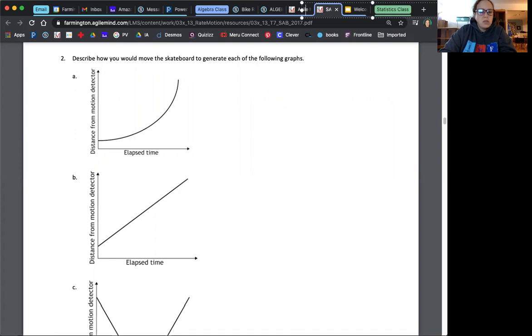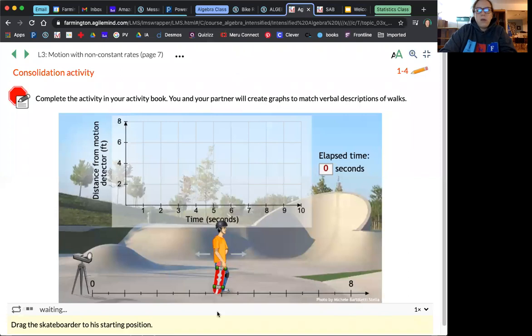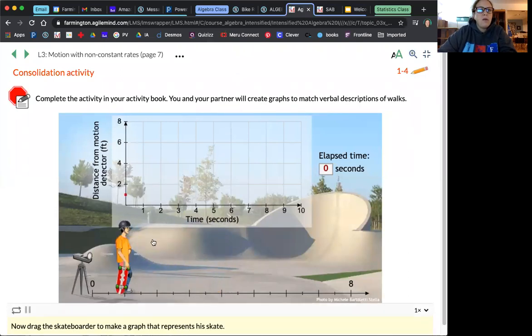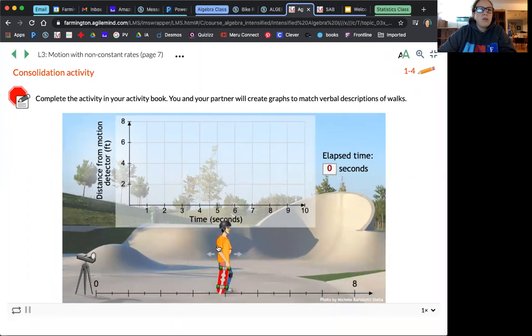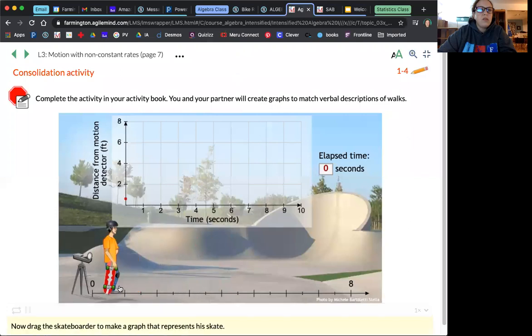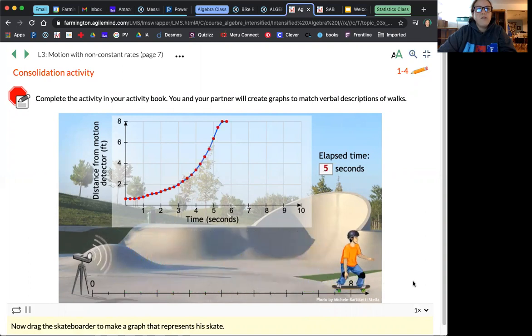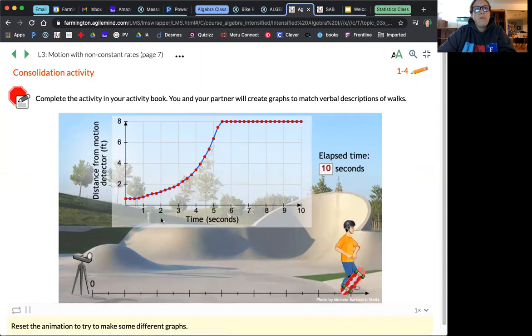So it looks like we start just a little bit away from the motion detector. So maybe here. And we're gonna start out slow and then we're gonna really go to the top. That wasn't very good. Let's try it one more time. I'm gonna start even further. So we can start out super, super slow and then get faster and faster and faster. And so we can see this nice curve that happens.